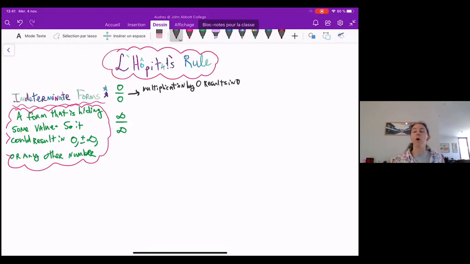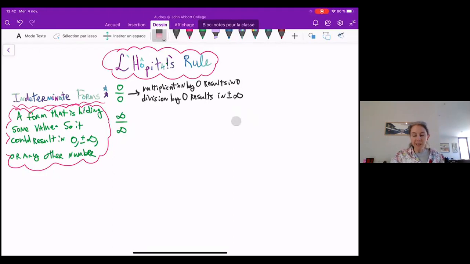Division by 0, though, we know is not allowed, but division by 0 results in infinity. It could give you infinity, it could give you negative infinity, or it could be doing two different things on the left and right and not exist. But regardless, there's a vertical asymptote there. Division by 0 results in plus or minus infinity.